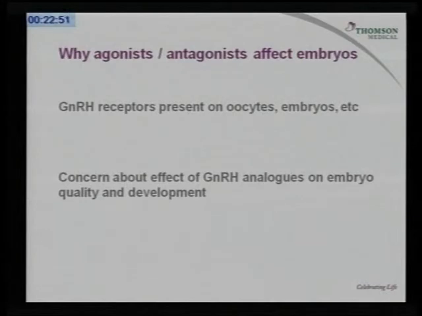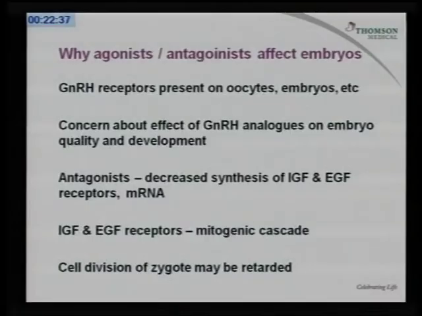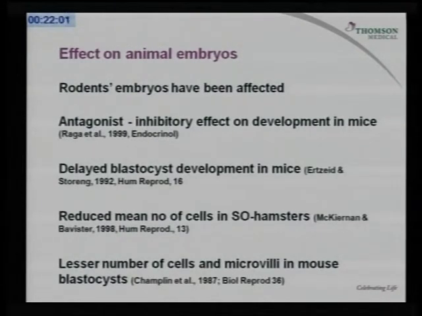GnRH receptors are found on oocytes, embryos, pre-implantation embryos, and also on the placenta. So there is a concern about the effect of GnRH analogues on embryo quality and development. But how do they affect it? Usually the antagonists lead to decreased synthesis of IGF and EGF, the receptors and the factors, and also mRNA. IGF and EGF receptors are important for the mitogenic cascade, so the cell division of the zygote may be retarded. That gives us the worry.